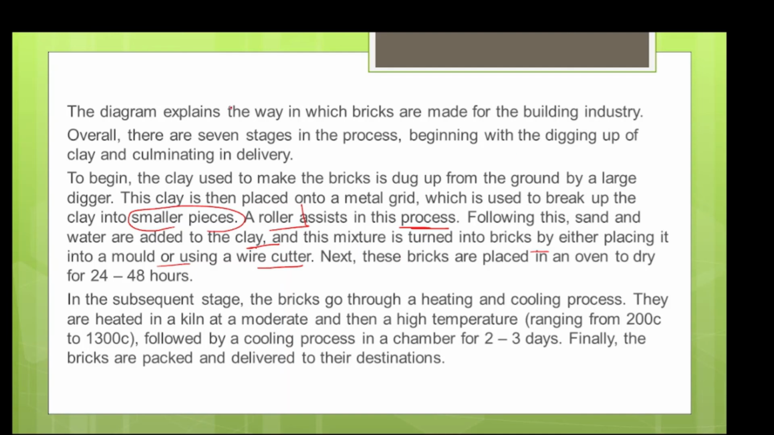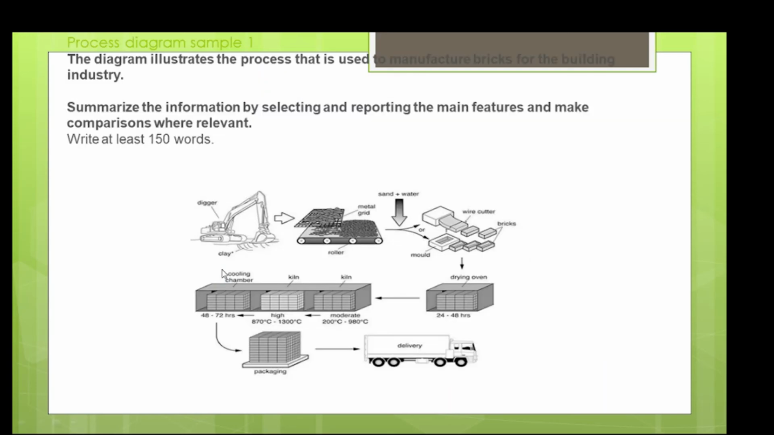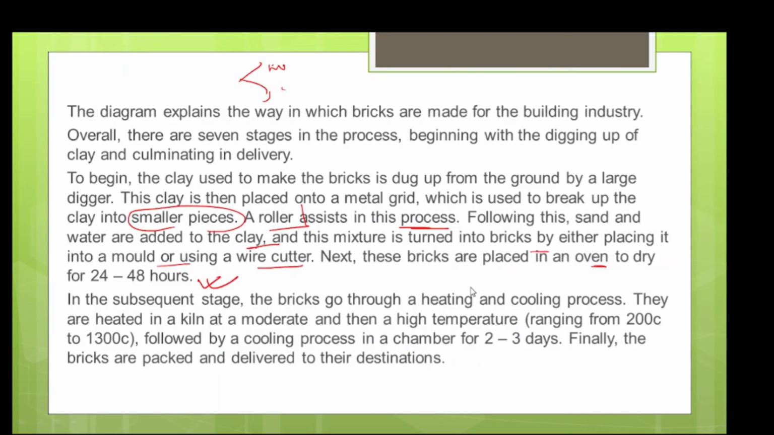So you can see in the diagram it was segregated in two parts. One way mold was used and one way cutter was used. Next, these bricks are placed in an oven to dry for 24 to 48 hours. So in the first paragraph, we have mentioned the process from here till here, right? Digger, then metal grid was used, then sand and water was mixed, cutter was used, mold was used, and then drying oven was used, right? If we see the further process, here we have used it in the subsequent stages.